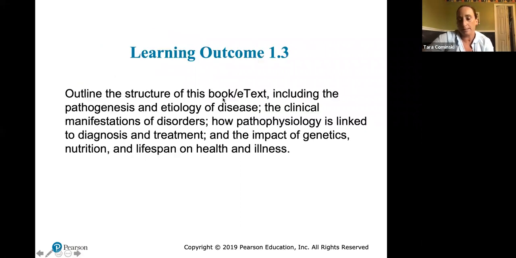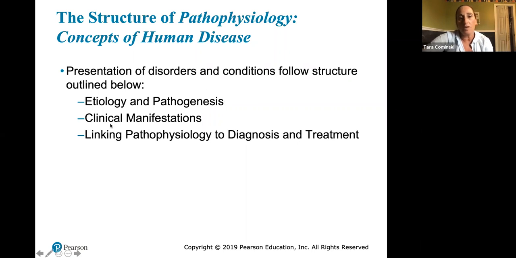All right, let's see what else we got here. The other thing is to keep in mind the way the book is structured in each chapter. When we talk about a disease, we'll talk about the etiology, the pathogenesis, and then the clinical manifestations, and then we're going to try to link the pathophysiology to diagnosis and treatment. So it's the same structure every time, okay?